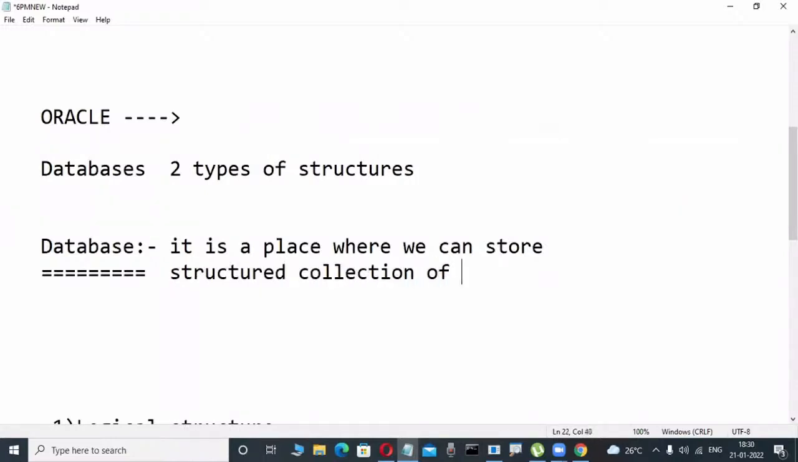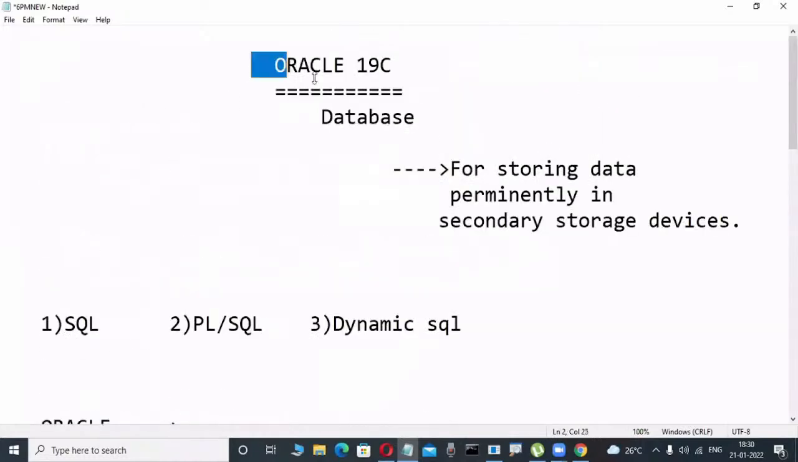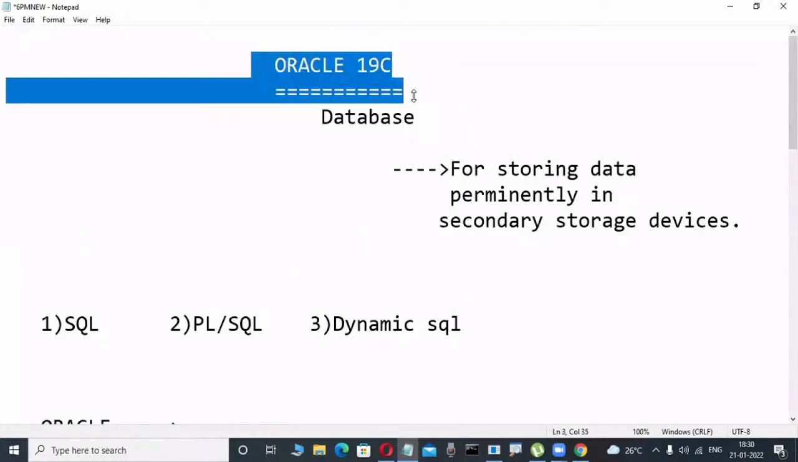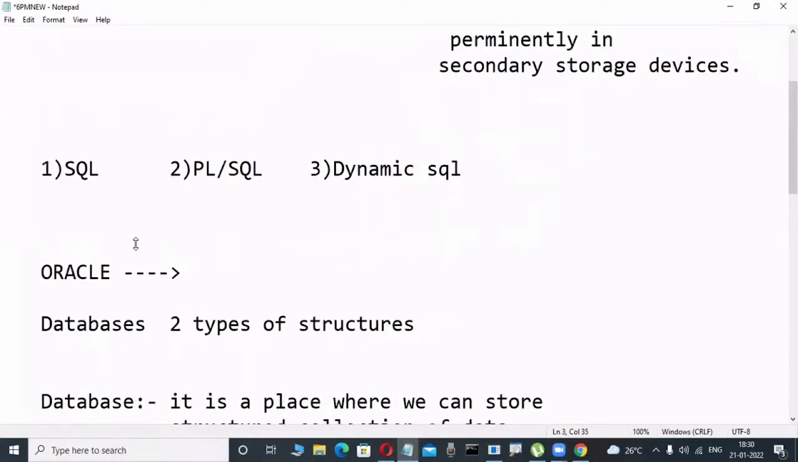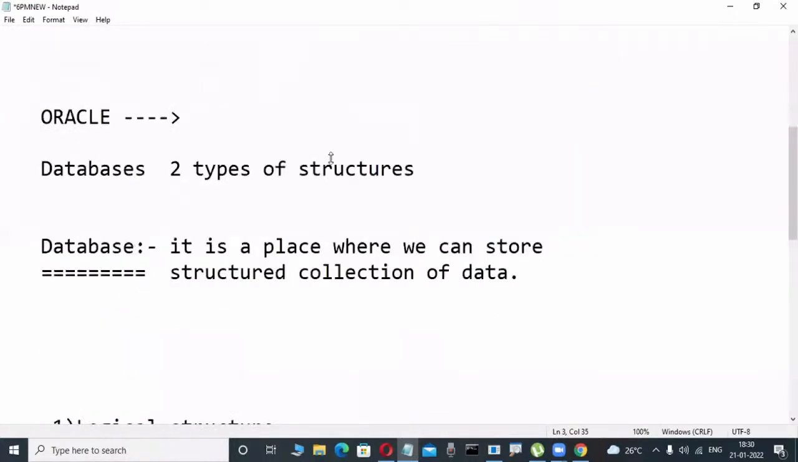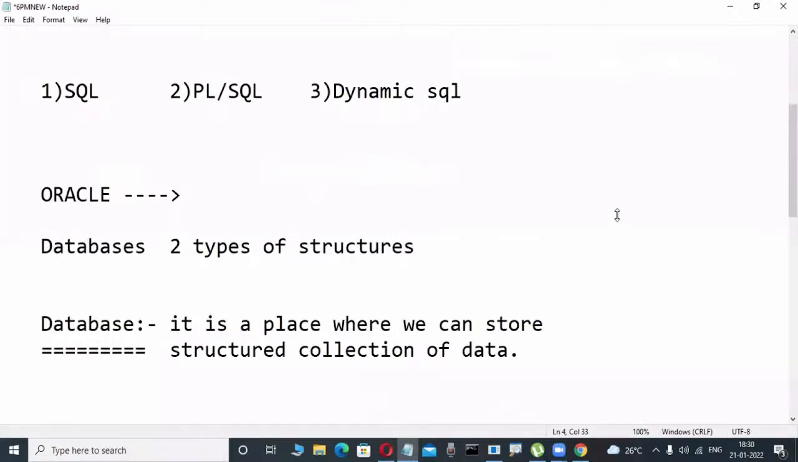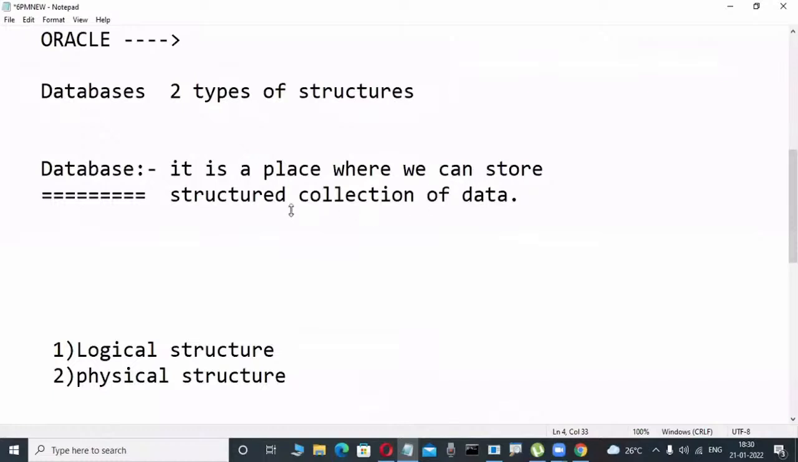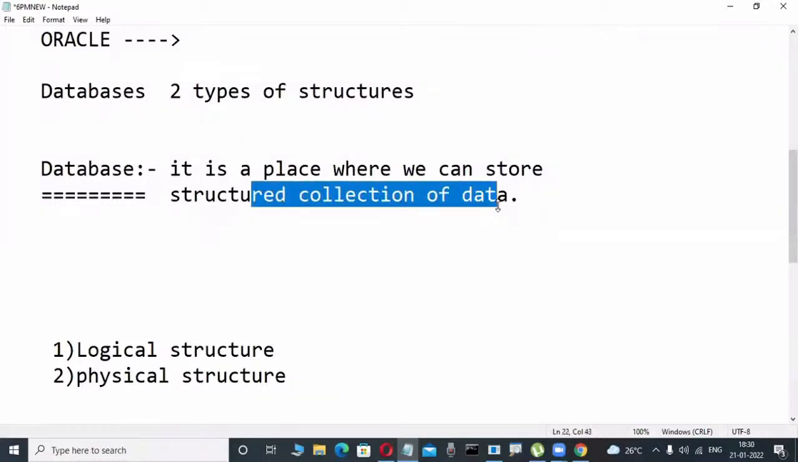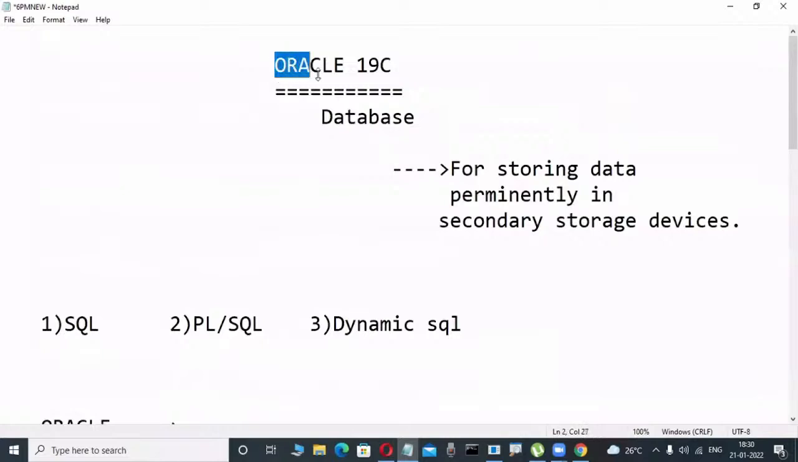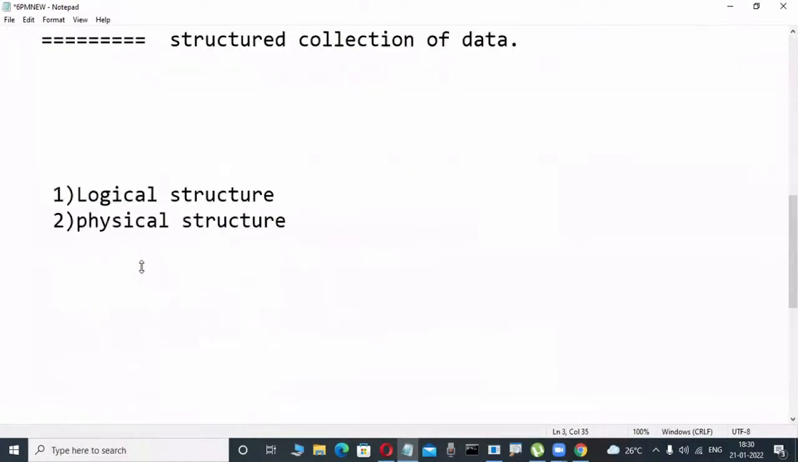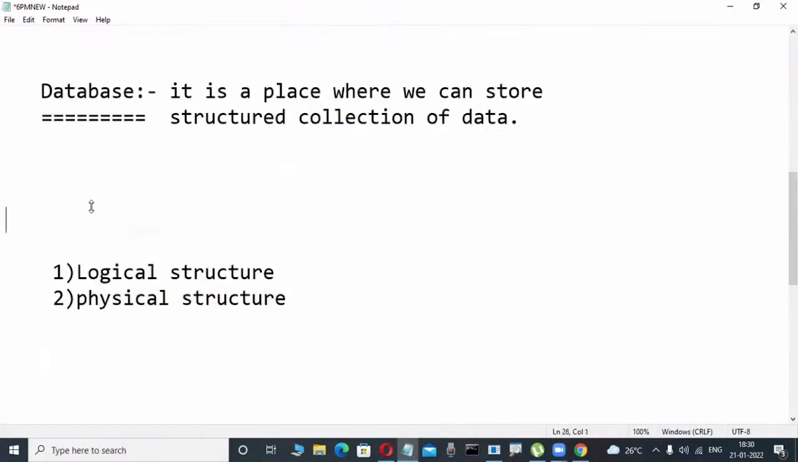What is data? What is information? What is DBMS? That is later. Structured collection of data. Observe here. Actually, whenever we install Oracle or any relational database software, what is a database actually? It is a place. Whenever we install this type of software, automatically some place is reserved in the hard disk only. In that place we can store structured collection of data. But whenever we install these types of software, two types of structures are there. One is logical structure, another one is physical structure.